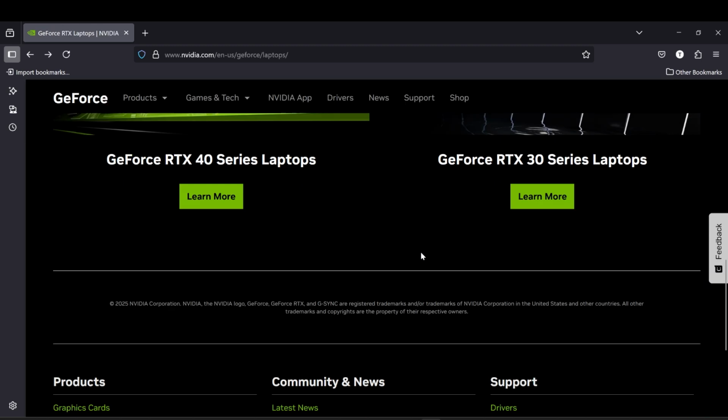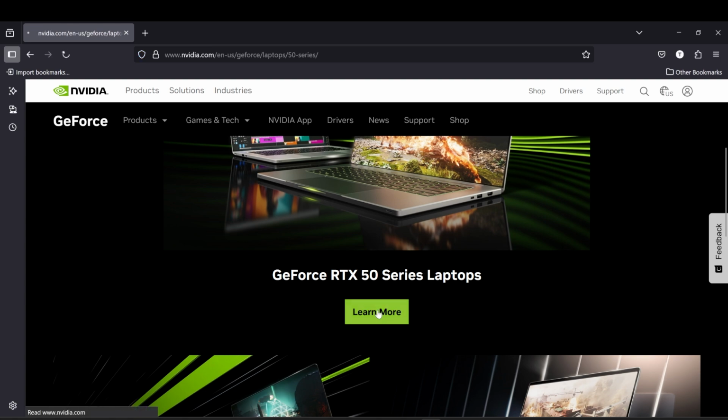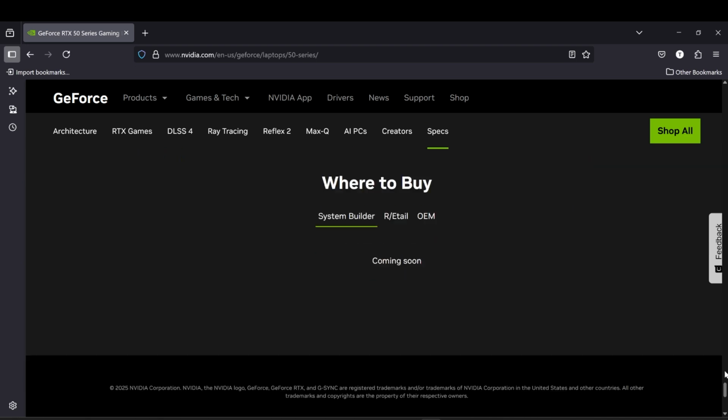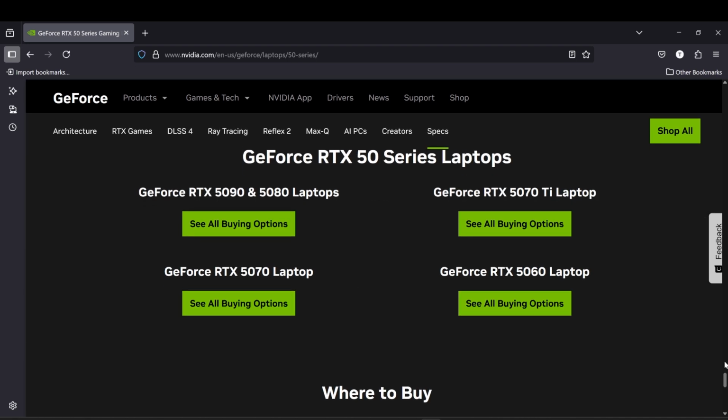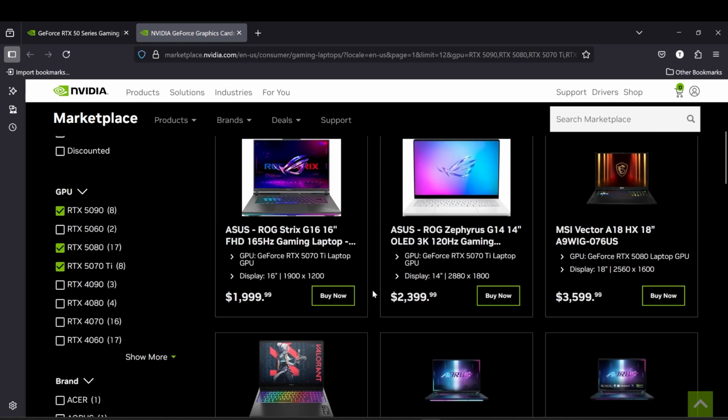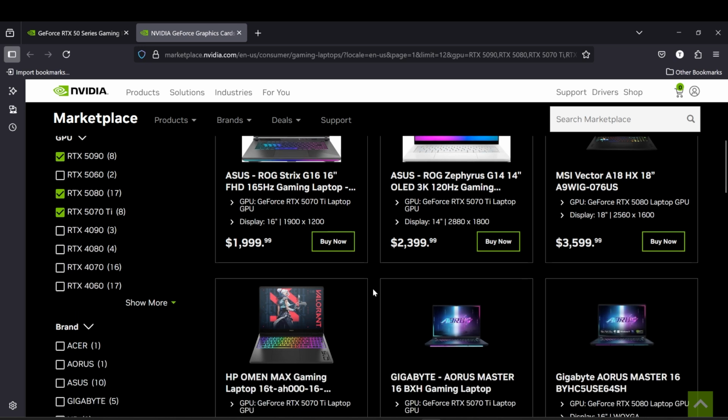Let's go to the 50 series, going all the way down to the laptops that are available for the 50 series. So the 50 series is 5060, 5070, 5070 Ti, which is really powerful, and then 5080 and 5090. Let's just start with something around 5070, and then I'm going to give you an idea of what would be the best price at the moment.